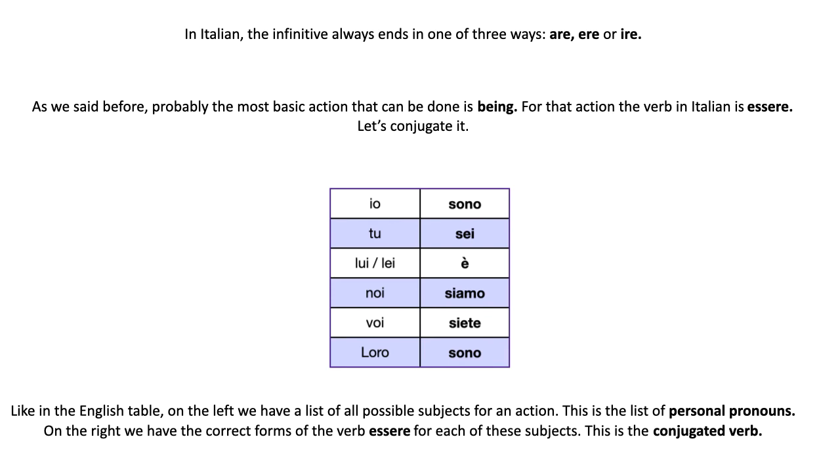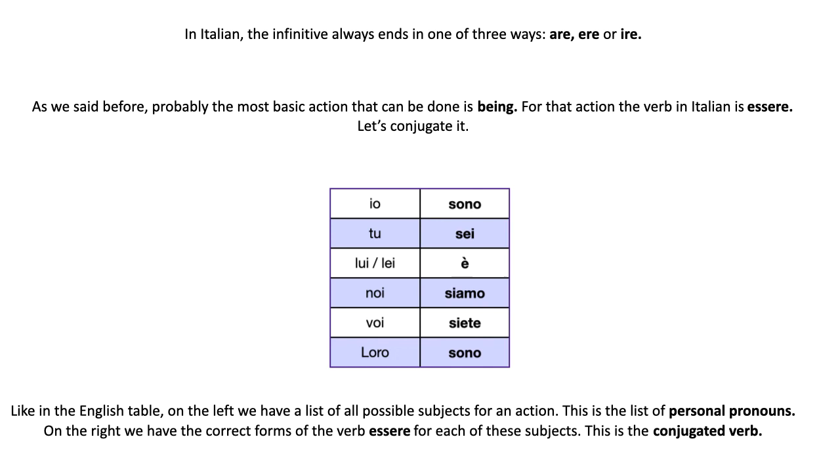Notice that essere is changing a lot more than to be, right? Essere has 5 forms, whereas to be has 3, right? In general, verbs in Italian change a lot more than in English. In general, they tend to have one specific form for each subject.